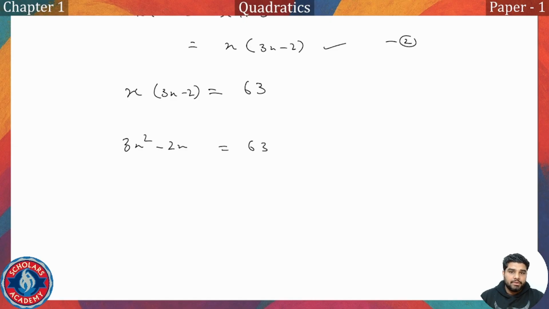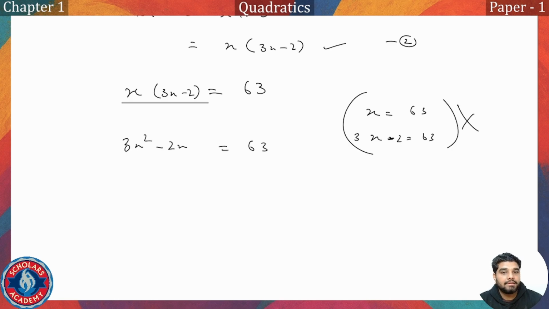I already told you we can't directly say that x is equal to 63 or 3x minus 2 is equal to 63. We can't say this. This is wrong, because 63 is actually 7 times 9. So x can be 7 and 3x minus 2 can be 9. Right? We don't know that. So we cannot do this. First of all, we'll bring everything to one side. So let's bring 63 to the left hand side.